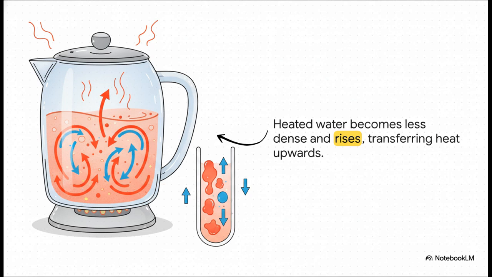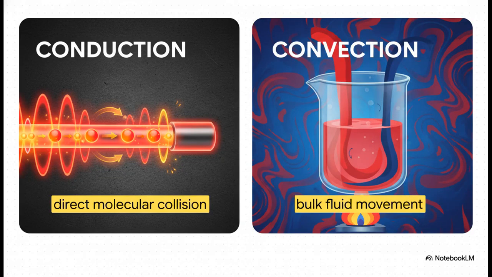And believe it or not, this exact same process, just on a massive scale, is what drives ocean currents and our planet's weather. So let's just pause for a second and compare. The critical difference here is the movement of matter. In conduction, energy gets passed through a fixed medium. But in convection, the heated medium itself moves, carrying the energy along for the ride. That is a really fundamental distinction.